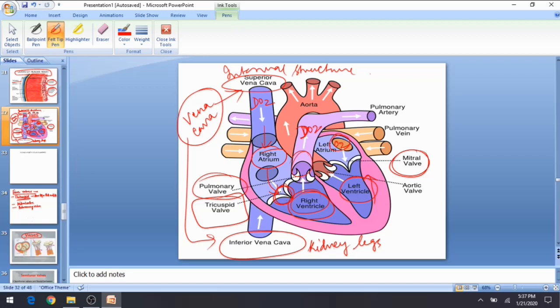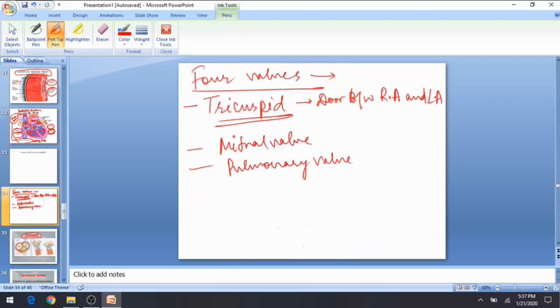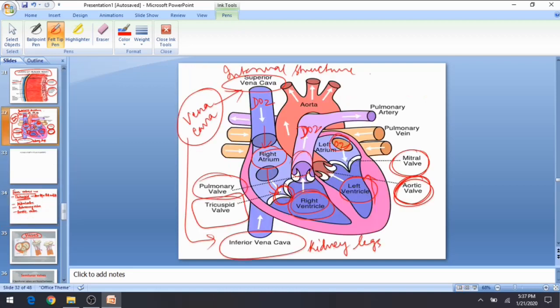Fourth valve is aortic valve. That is present at the tip of aorta, and it also performs the same function. When oxygenated blood enters the left ventricle, it moves into aorta. Due to gravitational force, it might happen that blood comes down towards left ventricle, but there is a protection guard, that is aortic valve, that prevents backflow of the blood from aorta again.